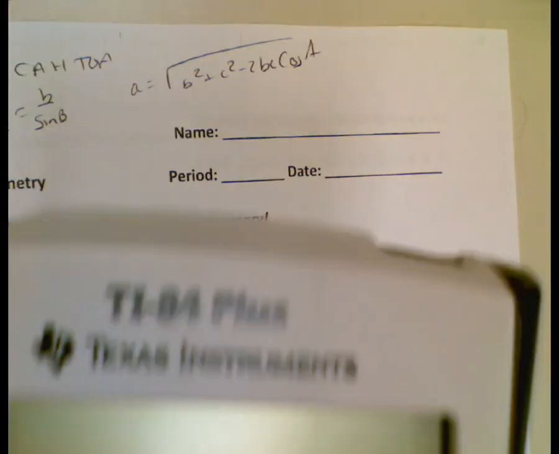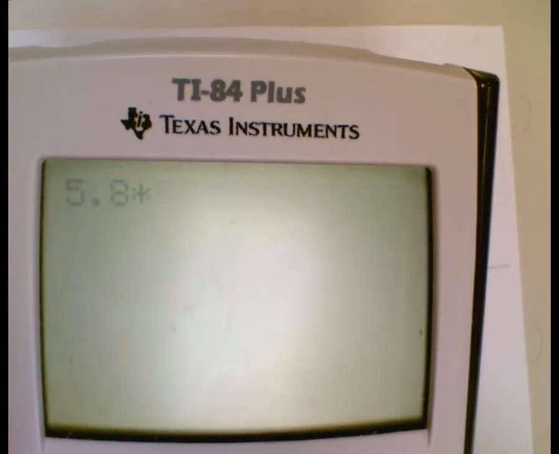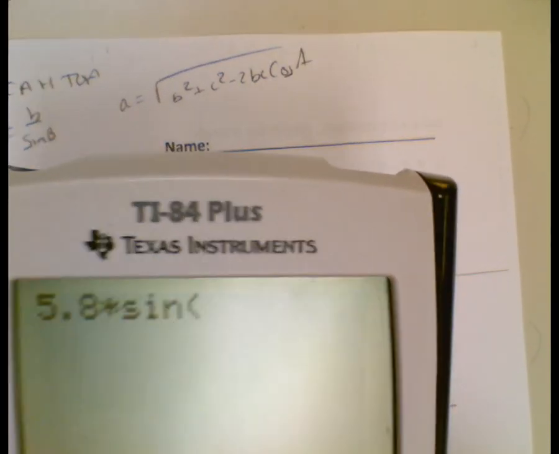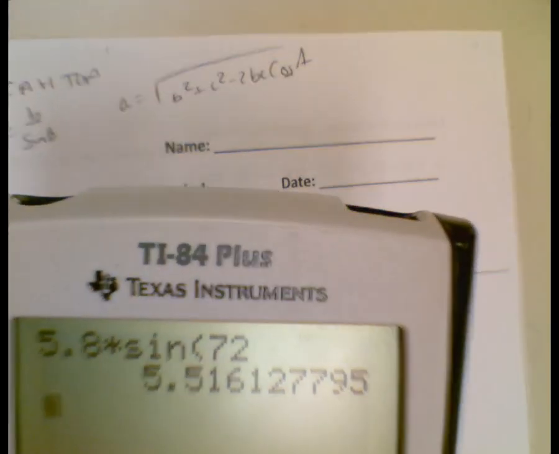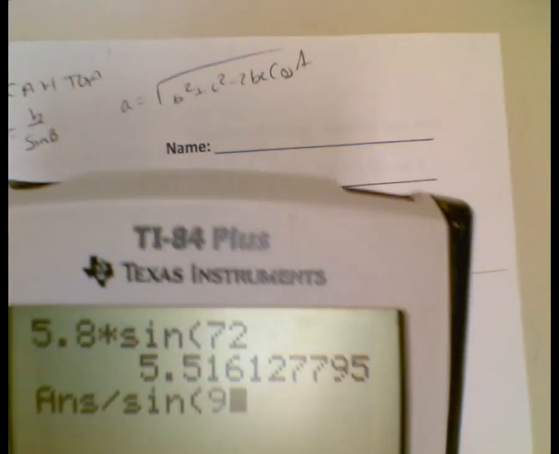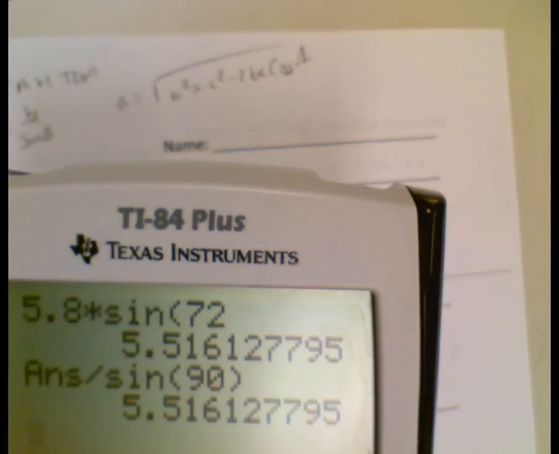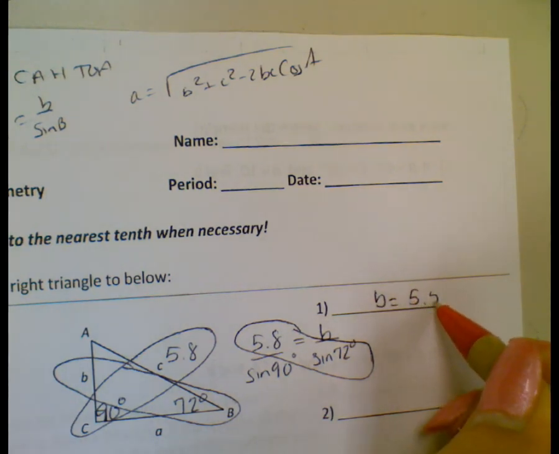So we're going to go 5.8 on your calculator. If I can get this cleared. Okay, so we have 5.8 times, I got to darken this. Okay, there we go. 5.8 times sine 72 is 5.516. And we are going to divide this by sine 90, but we don't really have to do this step because sine 90 is 1. This should still be the same answer. 5.5. And that is side B. B is 5.5.